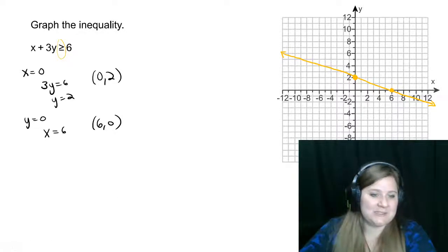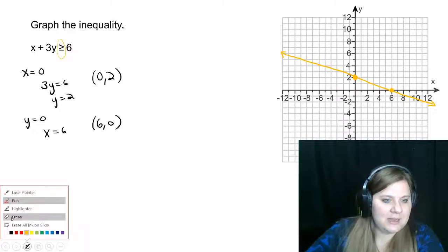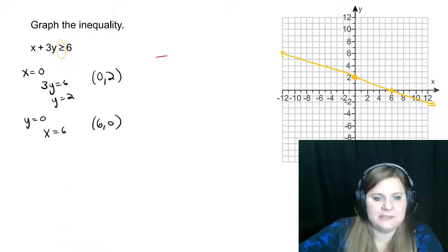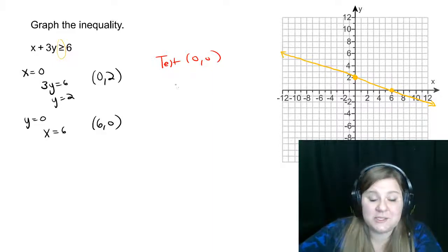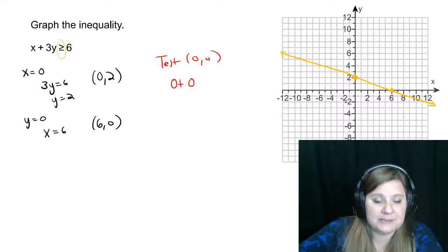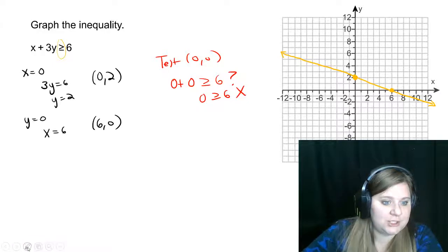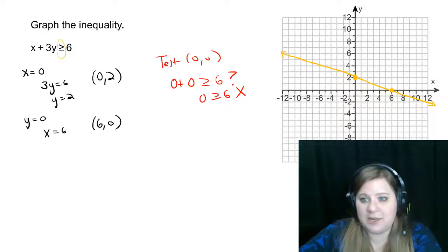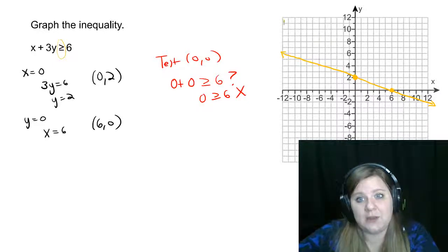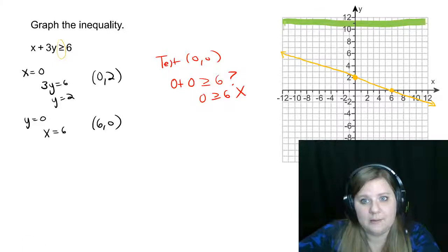Now I need to pick a test point. So I am going to test (0, 0) because it's not on the line. When I plug (0, 0) into the original inequality, I get 0 plus 0 is greater than or equal to 6. 0 is greater than or equal to 6 is false. Therefore, when I go to shade, I cannot shade on the side of (0, 0). I have to shade on the other side.